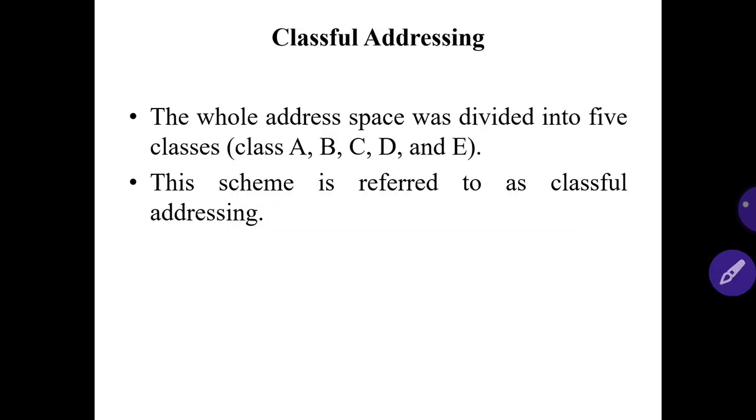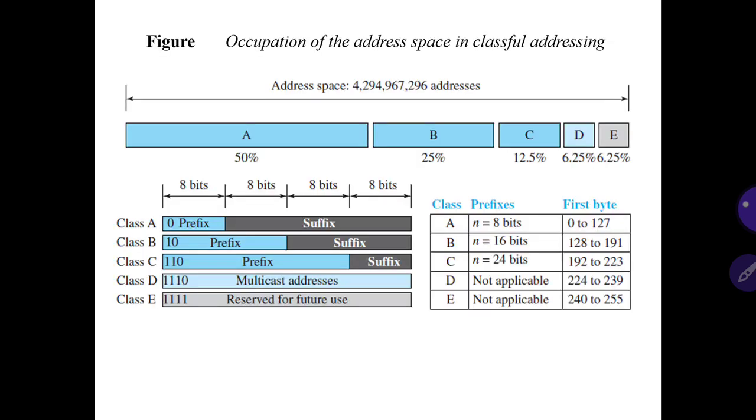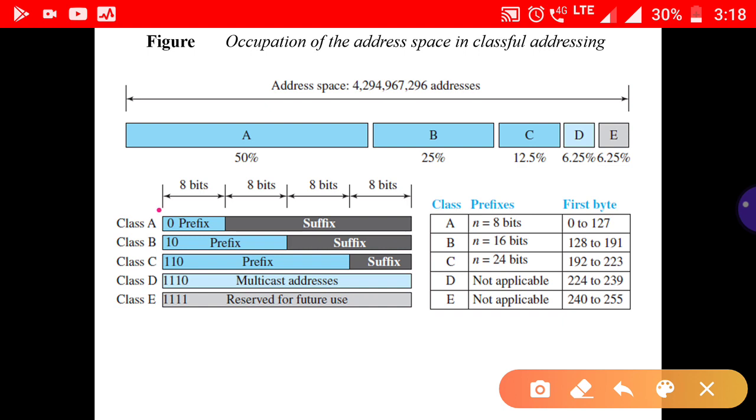Next, classful addressing. The whole address space is divided into 5 classes: class A, class B, class C, class D, and class E. This scheme is referred to as classful addressing. By looking at the address we can say which class it belongs to. The prefix bits give information about which class the given address belongs to. In class A, out of 32 bits, we divide it into 8 bits, 8 bits, 8 bits, 8 bits. In the first byte, if the leading MSB bit is equal to 0, then this is called class A.